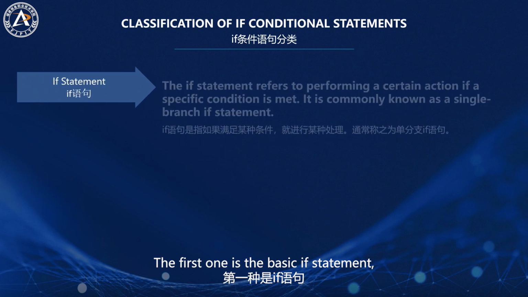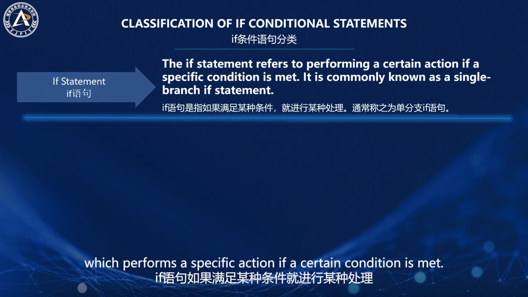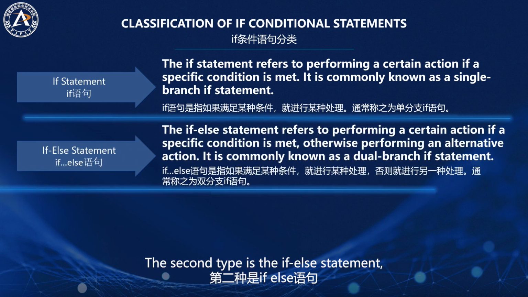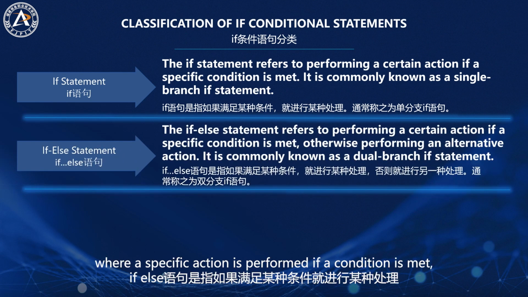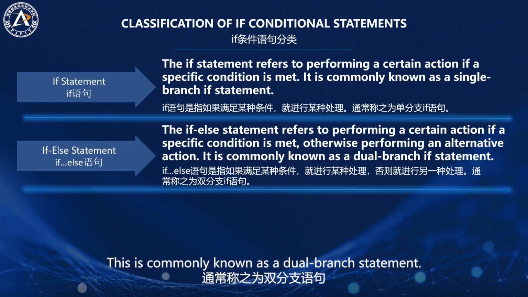The first one is the basic if statement, which performs a specific action if a certain condition is met. This is commonly known as a single branch statement. The second type is the if-else statement, where a specific action is performed if a condition is met, and an alternative action is taken if the condition is not met. This is commonly known as a dual branch statement.